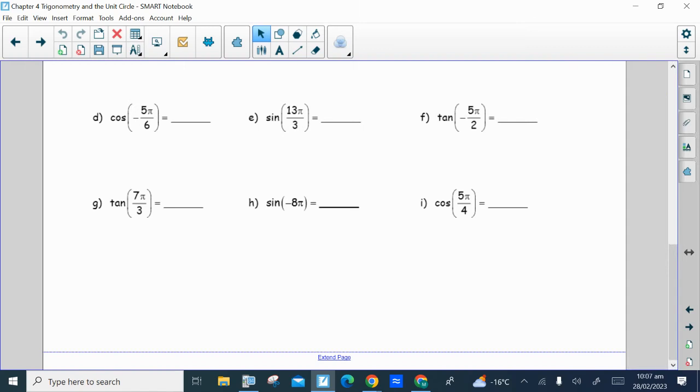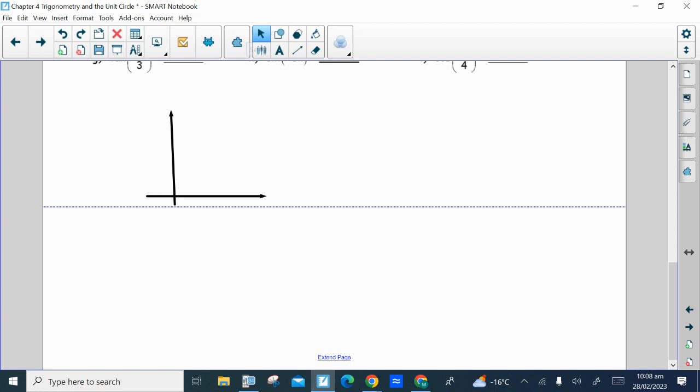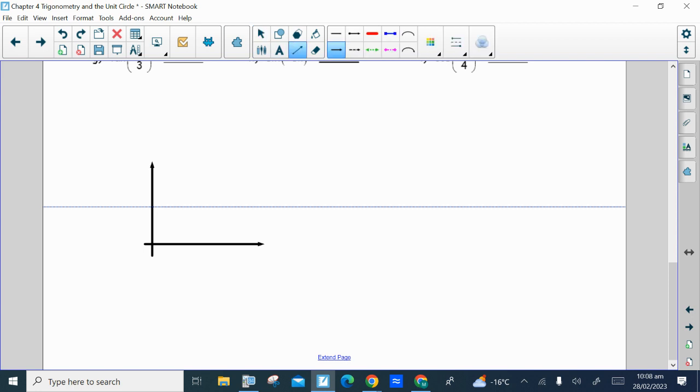So, yesterday we built the first quadrant of the unit circle, and we saw that there are some key points on that unit circle that we use, some key stops on the unit circle. We can start again on the positive x-axis.